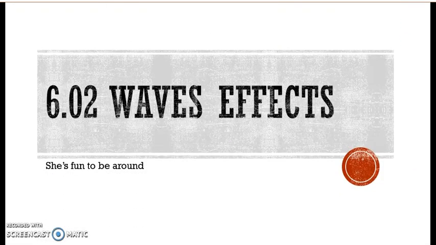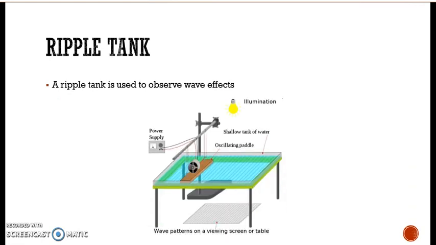Wave effects. A ripple tank is used to observe wave effects. That's what a ripple tank looks like. There's a light at the top. It has a clear bottom, so the light can shine through and show the shadows of the highest points of the water.